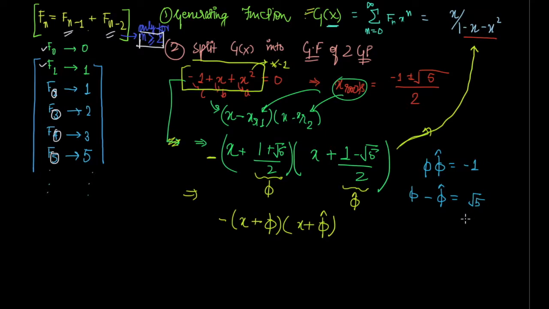Pardon the handwriting. That's 5, root of 5. So these are kind of interesting things to notice. Why? Because we will employ them eventually. All right, so that's something that you can obviously have a look at. Now, what we are left with is the following.